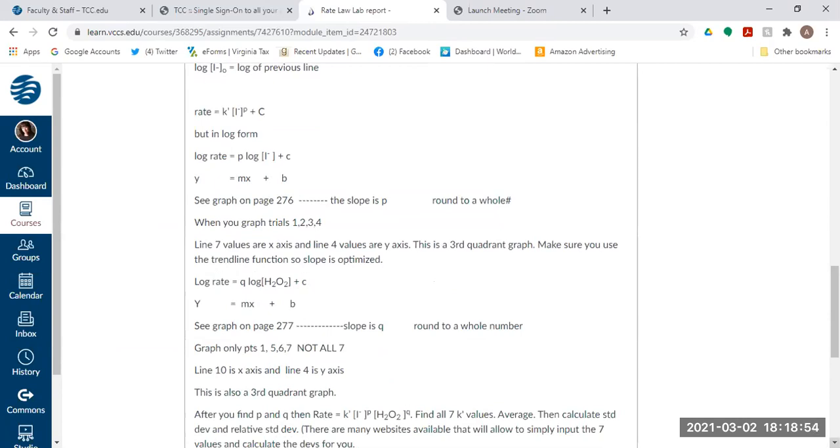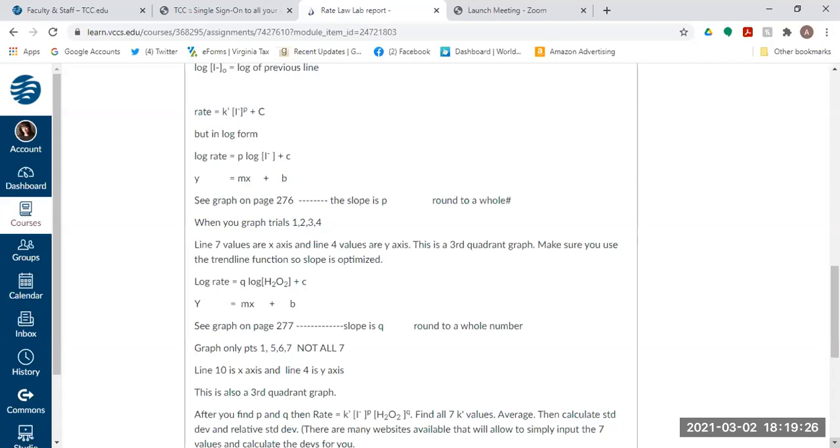Your slope is your whole number, whatever is closest, because remember your choices are 0, 1, 2, 3. So whichever one it's closest to becomes your P value. Your line 7 values are the x-axis, the line 4 values are the y-axis, just to make sure you're doing this right. This is a third quadrant graph, okay? This means you're going to get negatives and negatives.